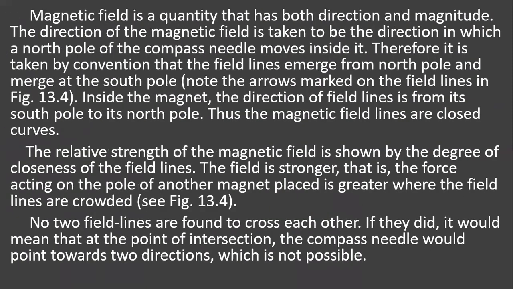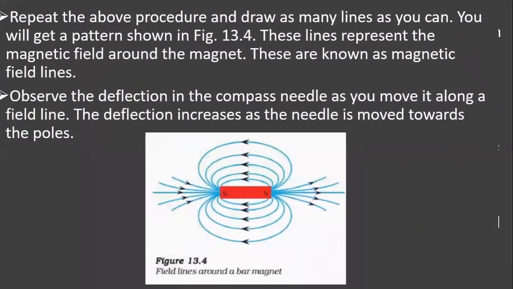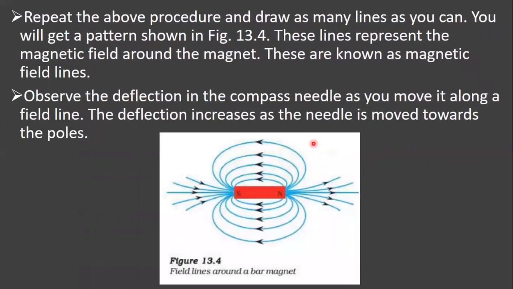No field lines are found to cross each other. If they did, it would mean that at the point of intersection, the compass needle would point towards two directions, which is not possible. See, children, from the figure you can see that no two field lines cross each other. These curved lines are the field lines, and they do not intersect. No, children.